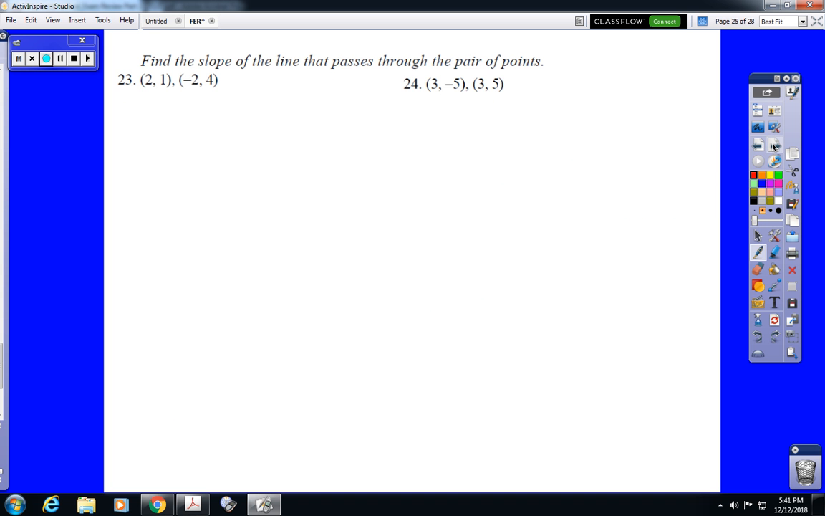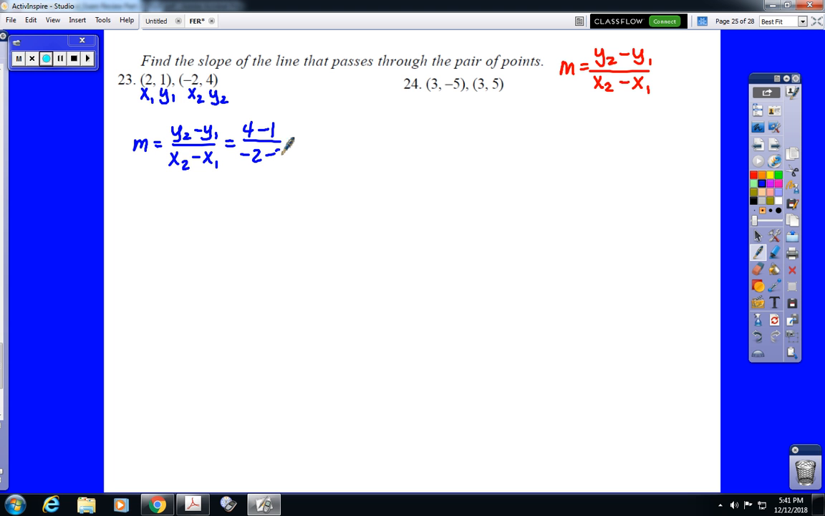Number 23 is even more of a basic slope problem. So again, this is just practice where we're using our slope formula. That slope formula is found on your reference sheet. You don't need to have it memorized, you just need to know how to use it. So your first point is your x1 and your y1. Your second point is your x2 and your y2. We've probably done 1,000 of these since we were in Algebra 1. All we're doing is plugging in and reducing. So that'd be 4 minus 1 over negative 2 minus 2, or 5 over negative 4 on number 23.